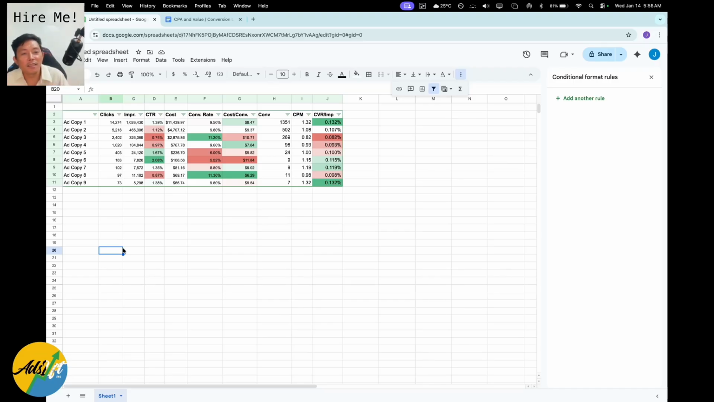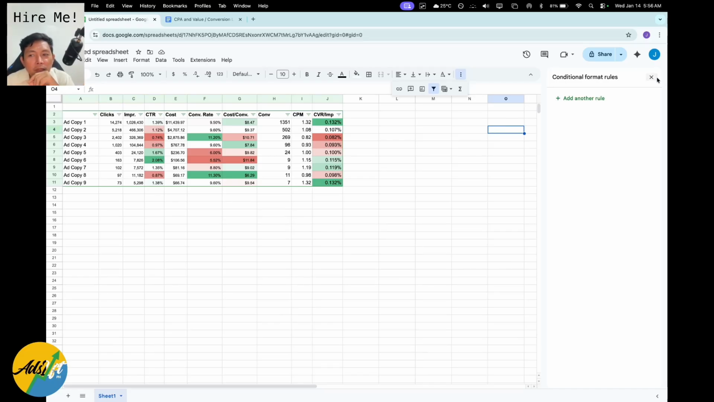So we have 9 ad copies here. Let's say this is the entire campaign and you're looking into the ad copies directly on your Google Ads. So you download all the ad copies there for the entire campaign. We're showing 9 ad copies as a sample here, and then we will also show you the logic behind these data metrics.